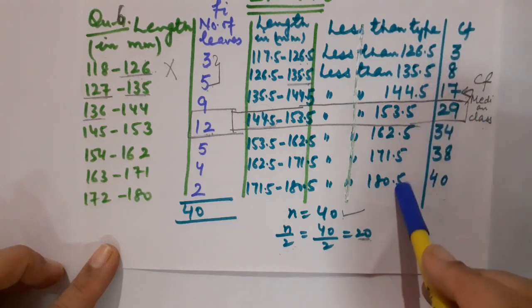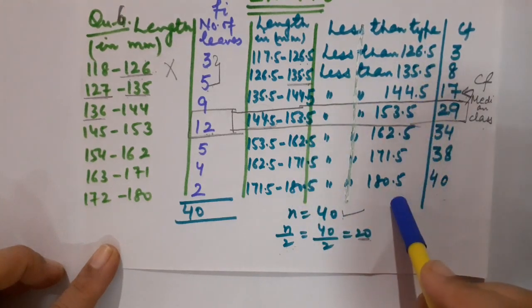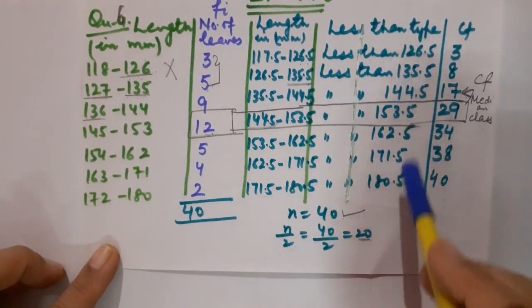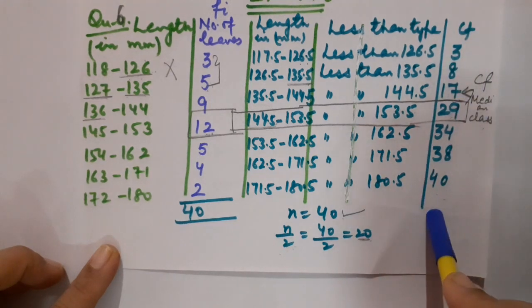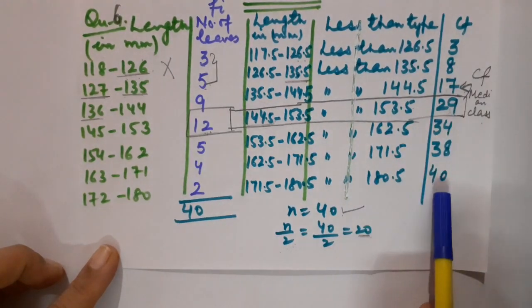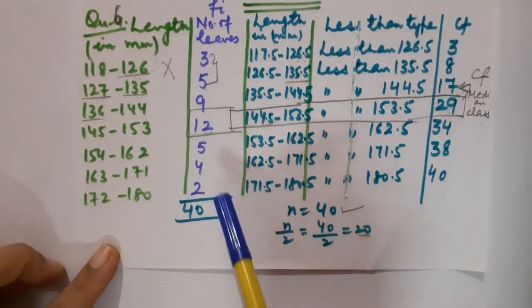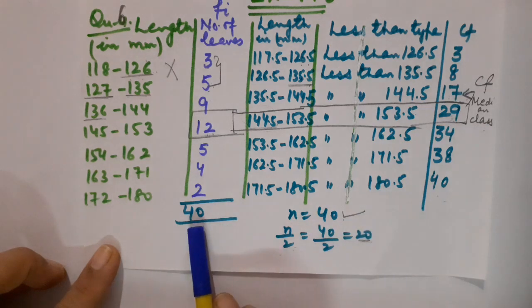After that, the less than type table is made. Please check it. With less than type, I have written all the upper limits, and then the cumulative frequency, nothing but the consecutive sum of all the frequencies. Correct? Now I have seen that the last term of the cumulative frequencies is nothing but the sum of all the frequencies. Okay. So this will be considered as n.